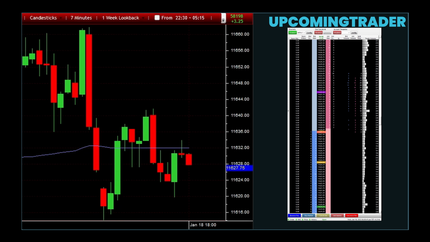Divergence is another key concept to understand. Divergence means that the price is moving in one direction while the volume is moving in the opposite direction. For example, if the price is going up but the volume is falling, it tells us that fewer traders are participating in that move.